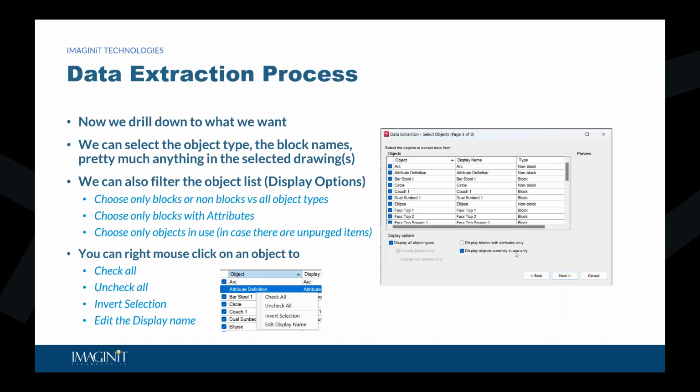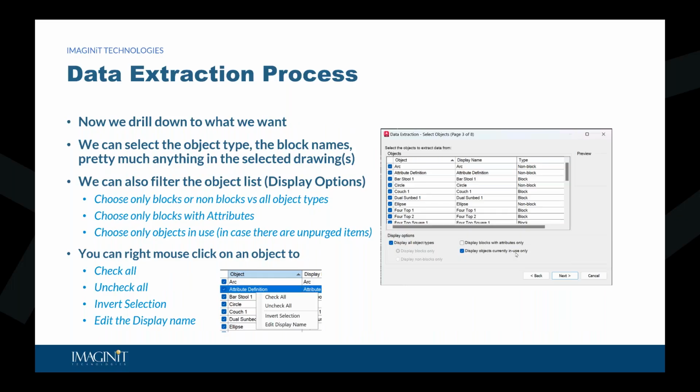So I want to make sure about that. And that list can be quite large and cumbersome. So you can always right mouse click on one of those things and check all, uncheck all. You can invert selections. So if you have one thing checked or nothing checked and you want to check just the one, you can invert the selection, or you can edit the display name.